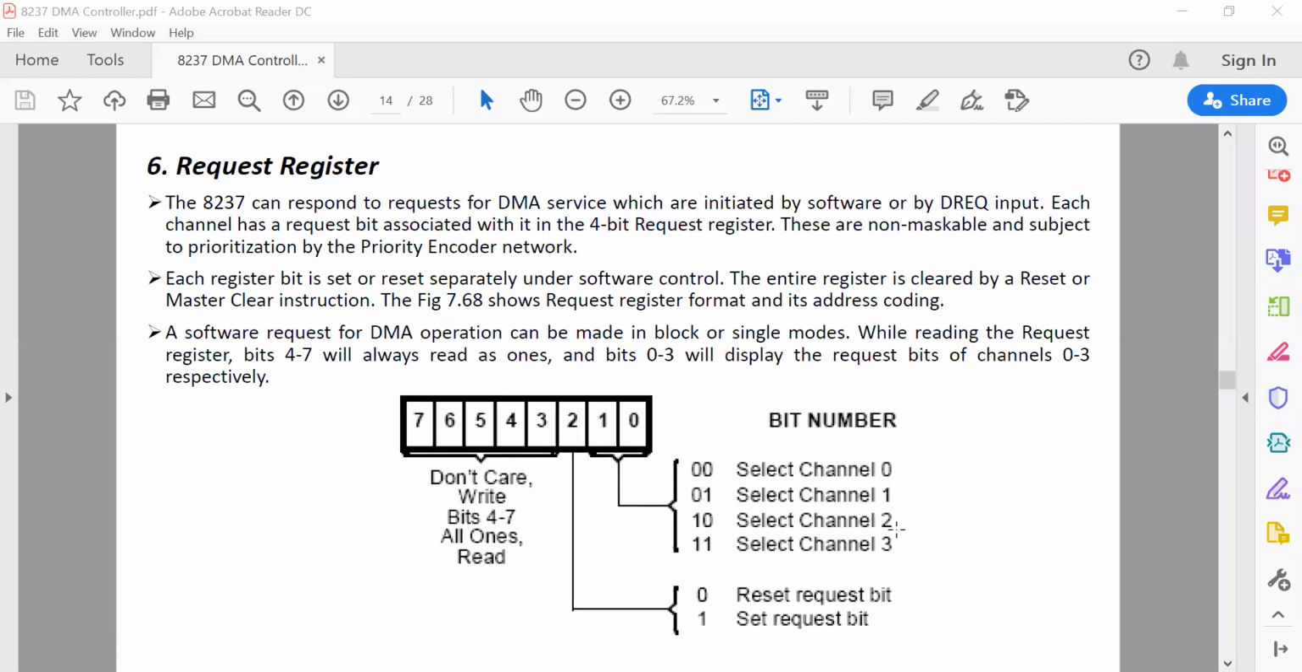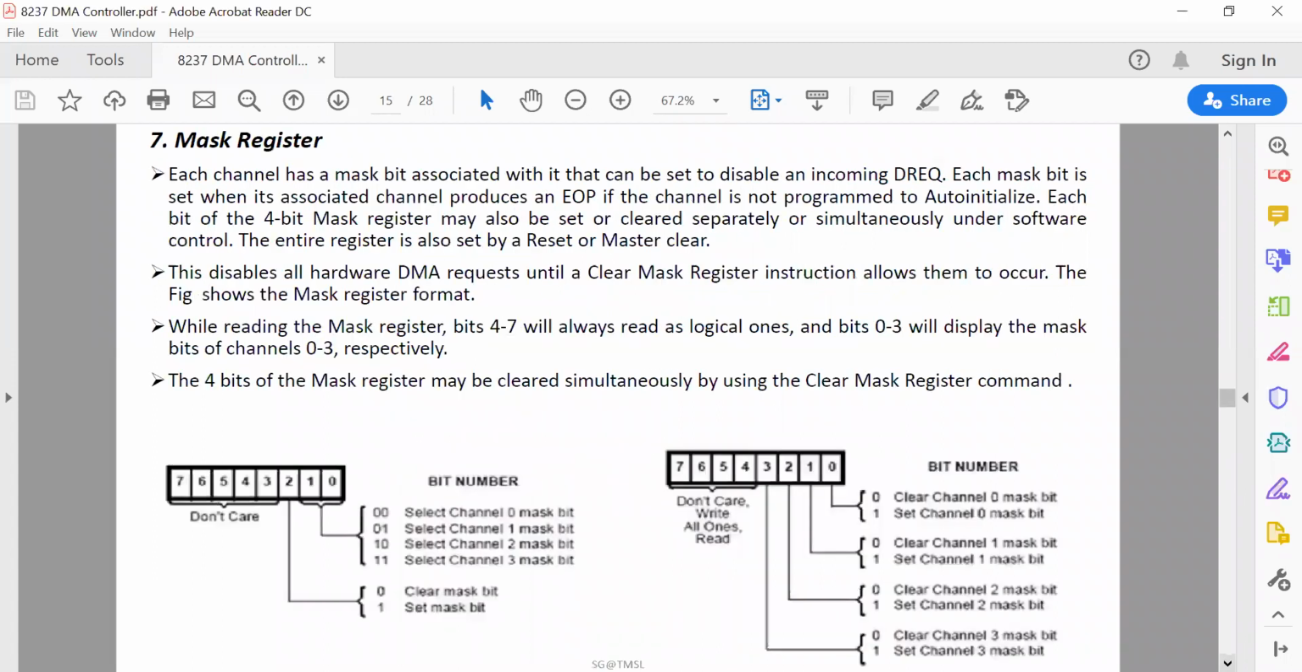The next register is the mask register. What is it? Sometimes it may be required to disable a DMA request of a certain channel. Each of the 4 channels has a mask bit which can be set under program control to disable the incoming DMA request at the specific channel.